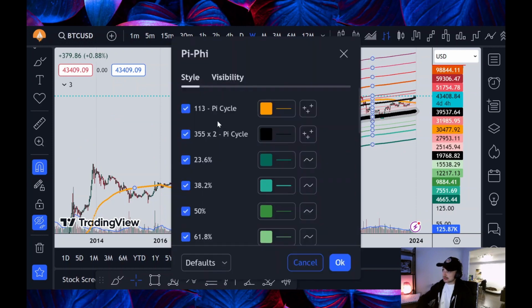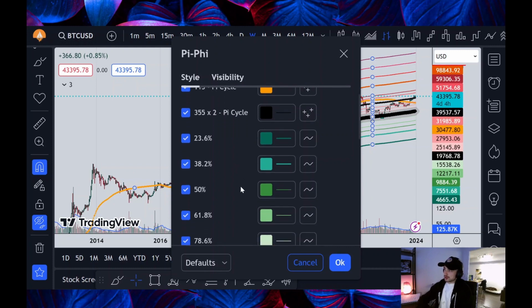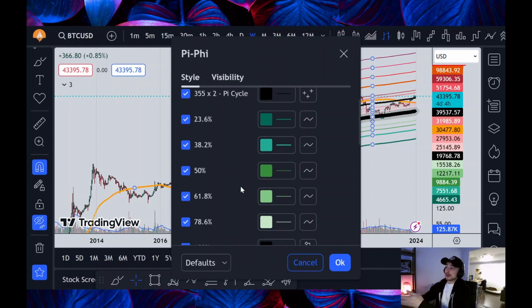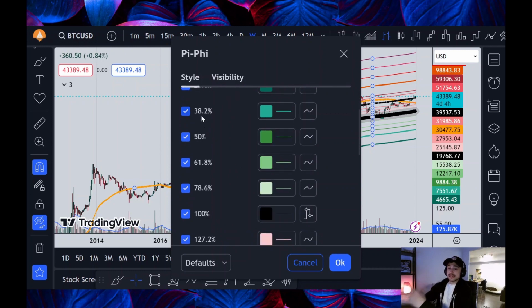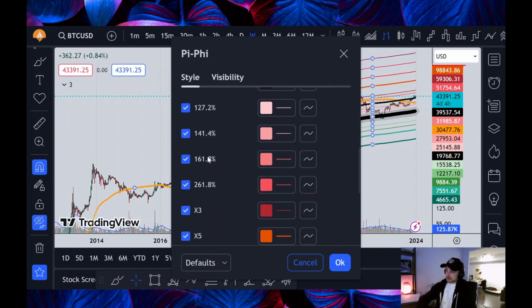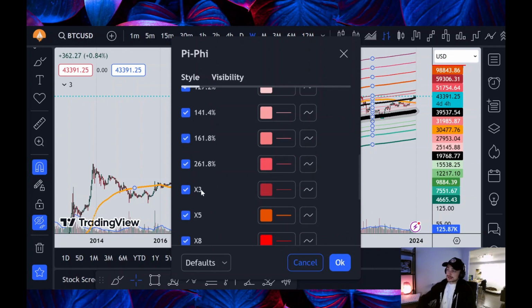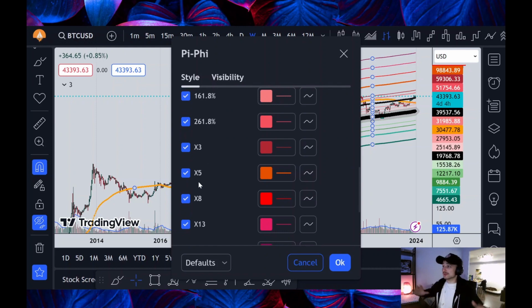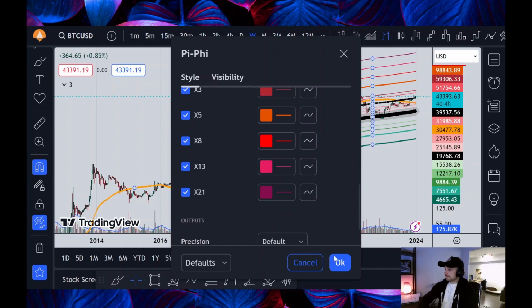If I double click on this indicator, you'll see the parameters that I have, the settings. There's the orange, 113. Remember, that's 113 weeks. There's the 355, the solid black line that you'll see on the screen. All the other thin colored lines are just Fibonacci levels, which you should be familiar with at this point. We've got the 23.6, the 38.2, 50, 61.8, etc. Then these are the extension levels. We've got some of the 161, the 261, then some of the really big maxed out extension levels for when Bitcoin has its parabolic runs. So there's the 8, the 13, and the 21.